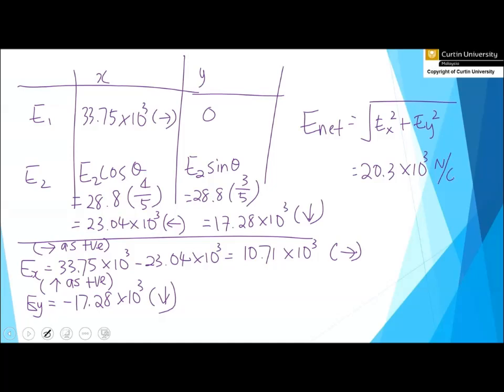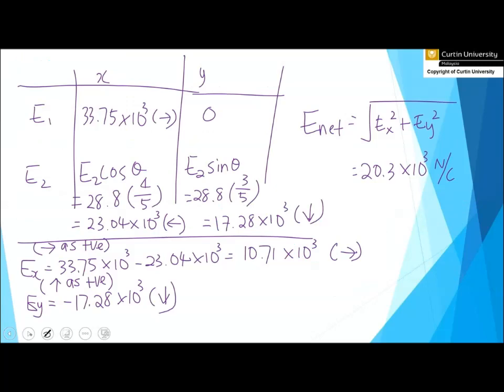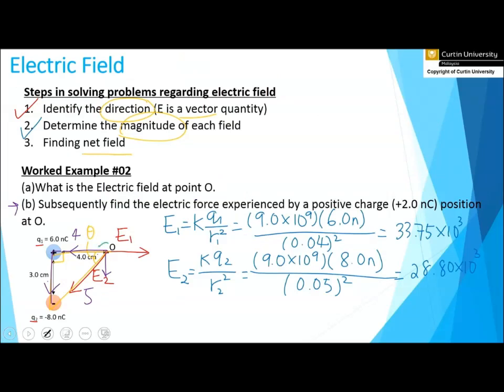Okay. So next, part B, subsequently find the electric force experienced by a positive charge. So isn't it similar to the previous questions, where you have a +2 nanocoulomb positive charge positioned at O.